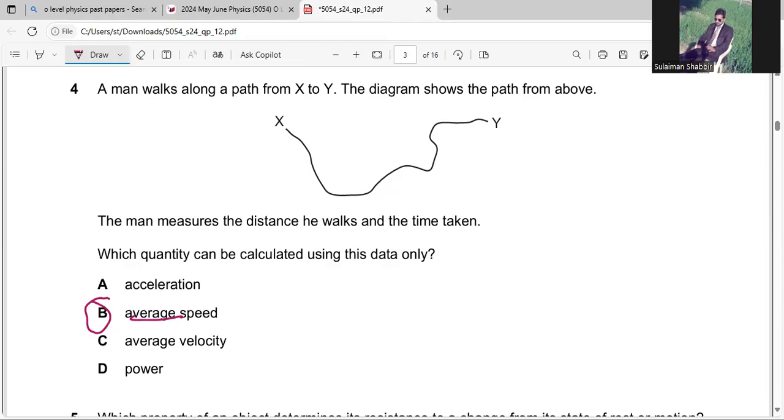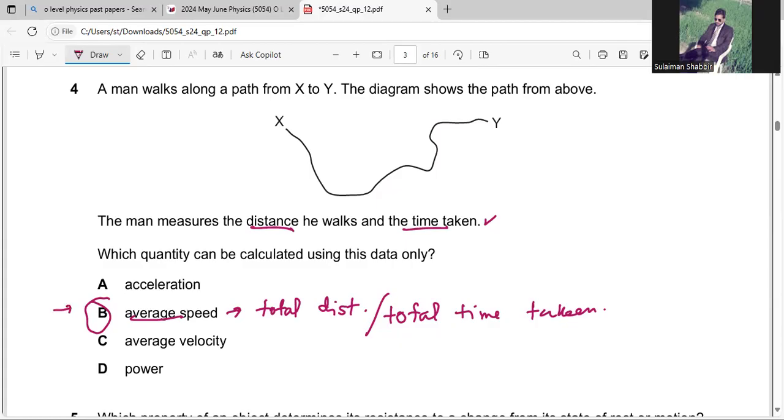It has the formula: total distance travelled over total time taken. The man measures the distance he walks. Distance is the total distance, and the time is the time taken, even though he takes some rest while covering this distance. So we can say it is the average speed.